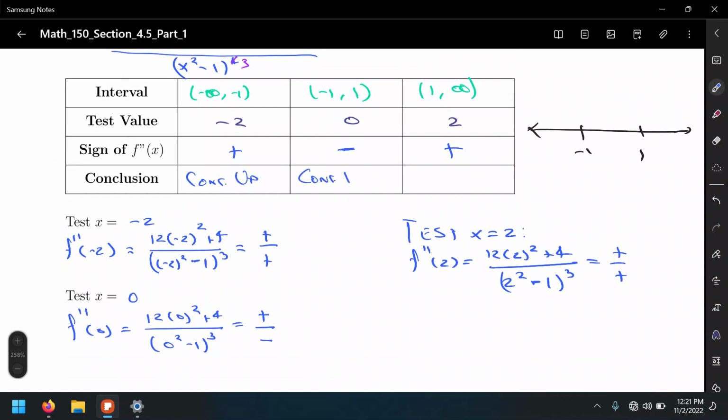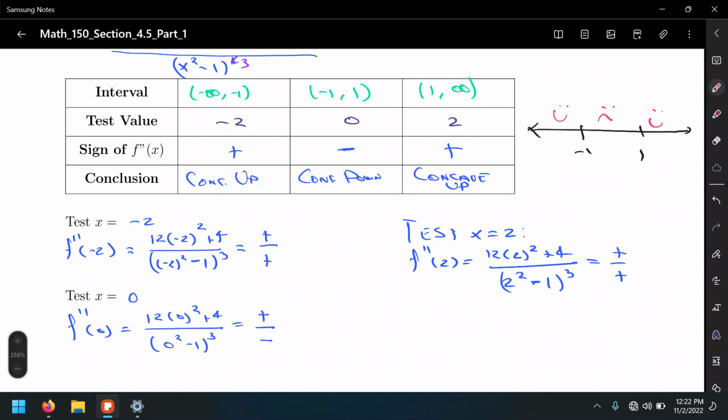concave down, and concave up, which means happy face, sad face, happy face. So that goes from concave up, concave down, concave up. Well, does that really imply that we have points of inflection? It's going from concave up to concave down.